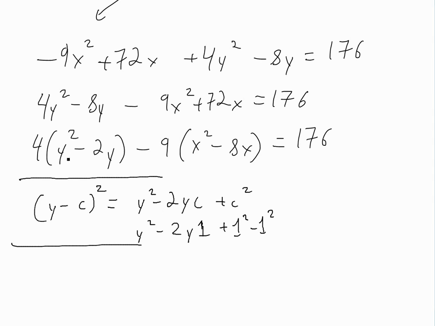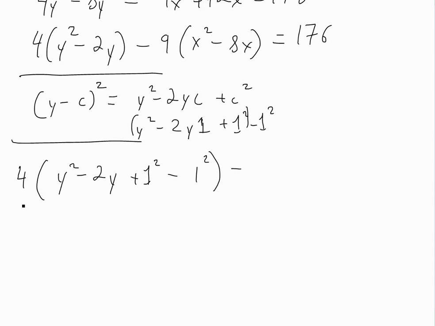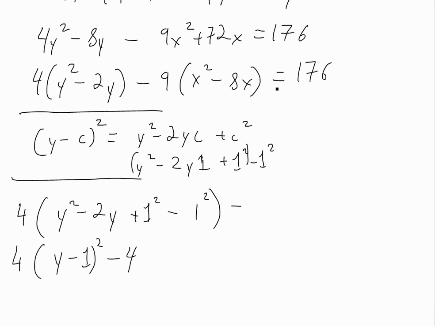So what I mean by this is we're going to get 4 times y squared minus 2y plus 1 squared, minus 1 squared, well, just 1. And then basically this is going to equal y minus 1 squared. So if we just look at this one, we're going to get 4 times y minus 1 squared, and then we take the minus 1 out of there, so we're going to have minus 4, because 4 times 1 is an extra, so that's 1 missing. And then we'll look at this side right here.